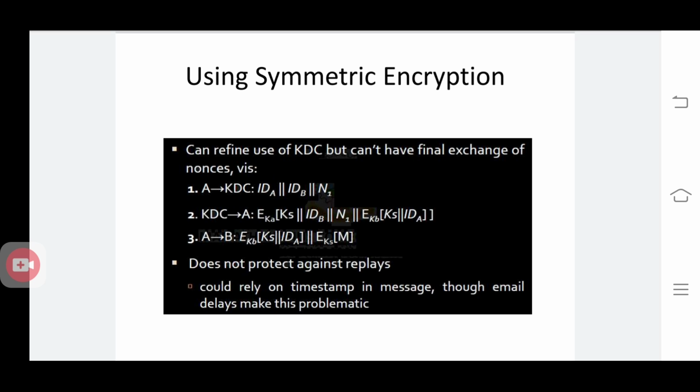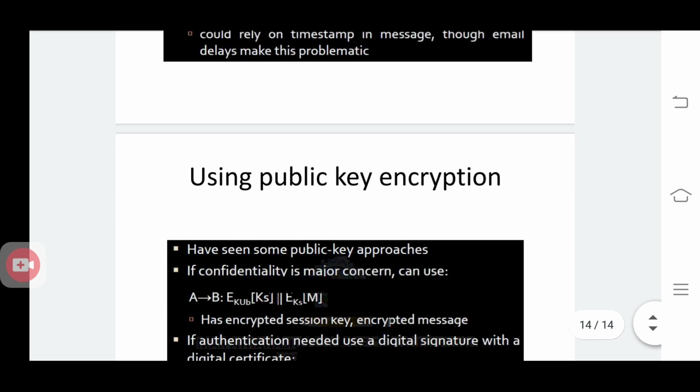After getting the session key at A, A to B communication is possible by using the session key. So the message is encrypted by using the session key, and it is appended with the encrypted format of KS and IDA by using the secret key of B. This is what is done in one-way authentication by using symmetric encryption. Okay, it is actually done in email exchange.